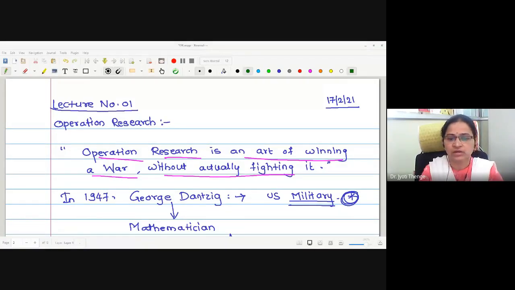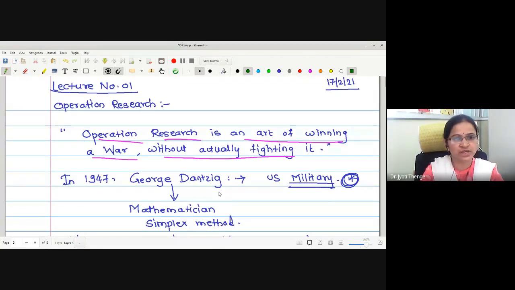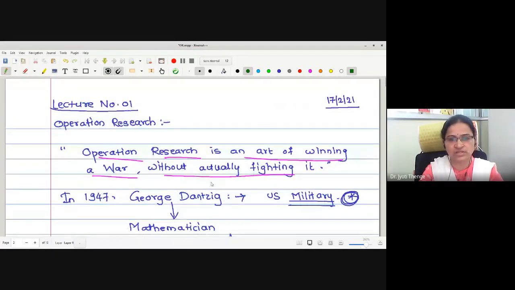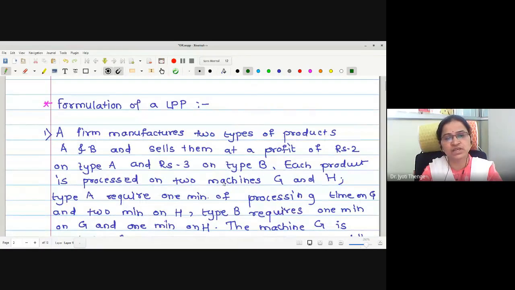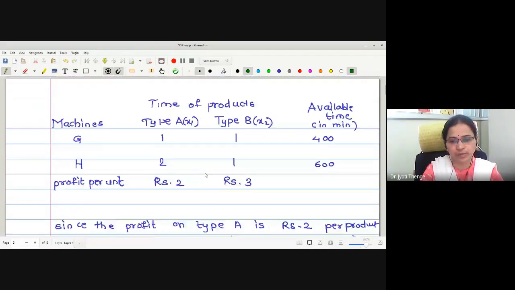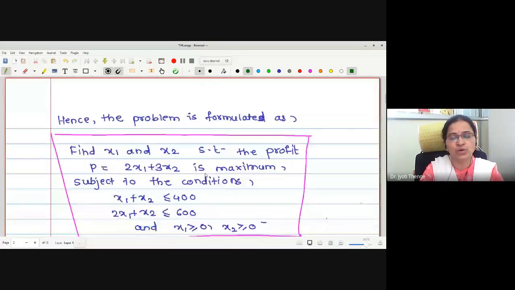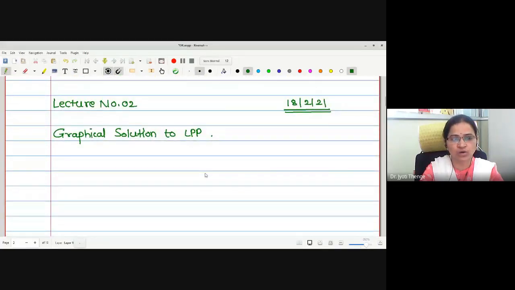In today's lecture, we are going to study how the linear programming problem can be solved by using a graphical solution method. Let us recall the concepts we have studied in the last lecture. We have seen what is Operation Research, the definition, and the meaning of programming. Also, we have seen an important concept of how a daily life problem can be formulated as a linear programming problem. After this formulation, now in today's lecture, we are going to study how this linear programming problem can be solved by using the graphical method.